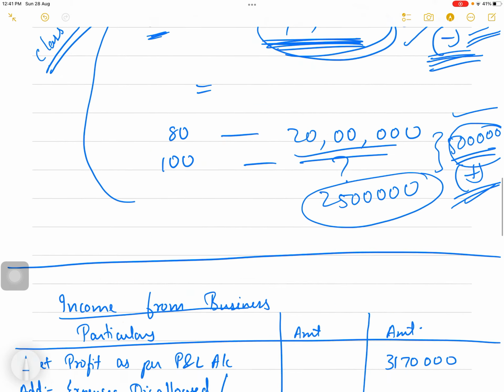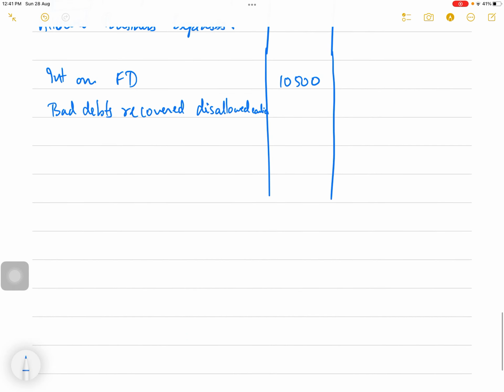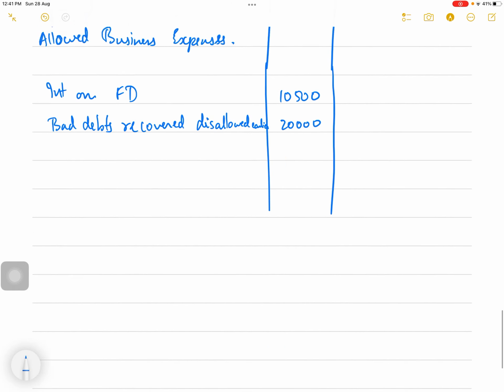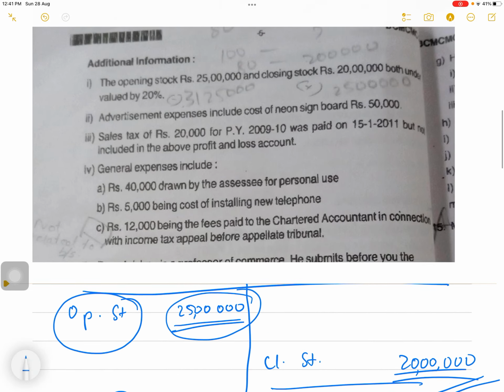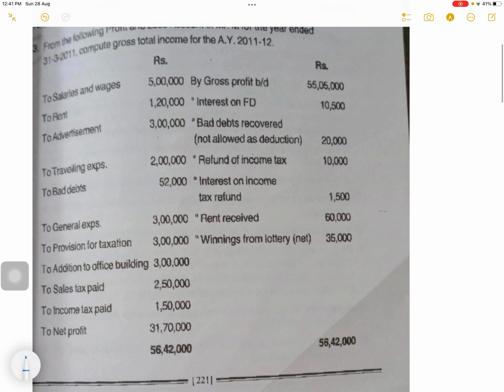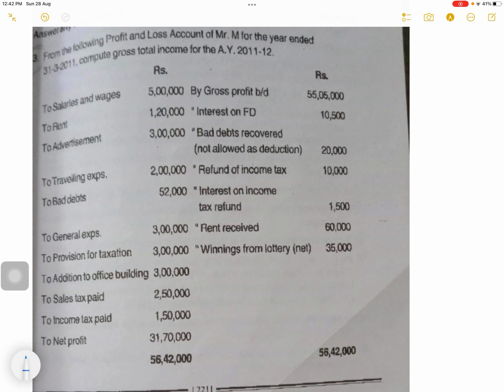So 20,000. Okay. Next, refund of income tax, interest on income tax refund. Again, you will add. Okay, rent received also you will add. Winning from lottery also you will add 35,000.